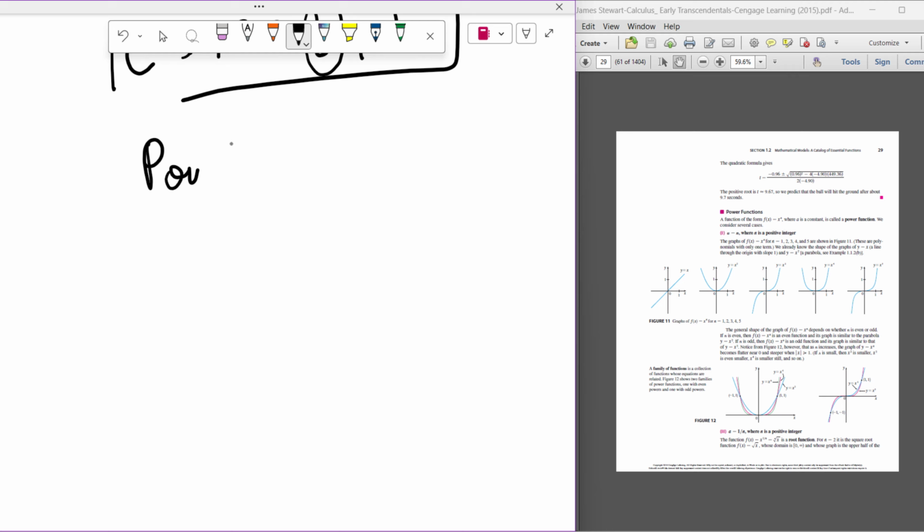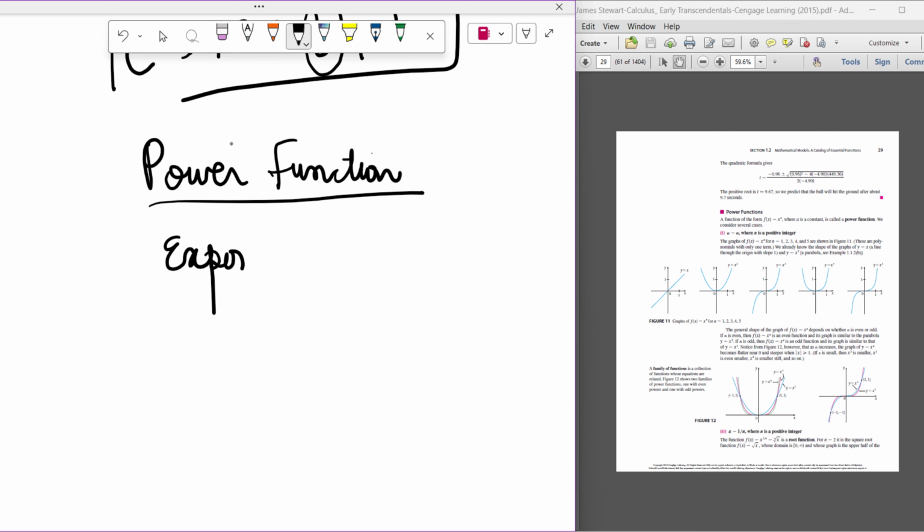The next topic is the power function. The power function is sometimes confused with the exponential function, but the key difference between the power and the exponential function is the base.